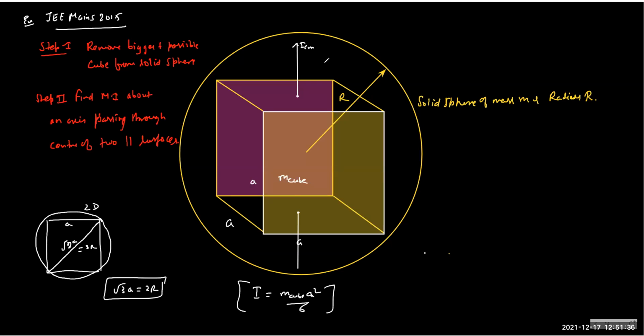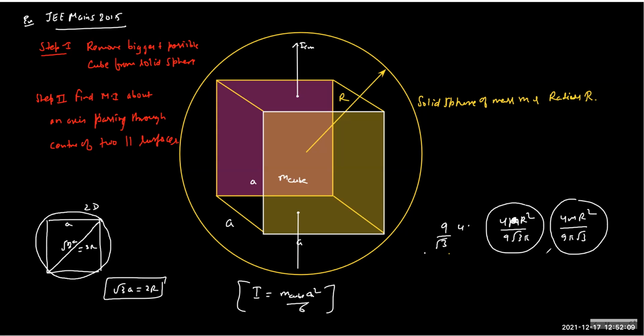So 4 r square by pi into 9 root 3. 4 pi r square by 9 root 3, like this. So pi is in the denominator. So 4 m r square, right? Something like this is correct, but I think 4 is not there. Maybe something like 15 was there.